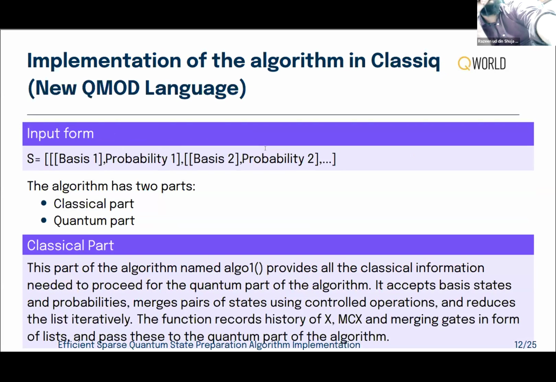After taking this input, the algorithm has two parts. The first one is the classical part. The classical part provides all the classical information needed to proceed to the quantum part of the algorithm. It accepts these basis states and probabilities, selects any two pairs of these states to merge using a control operation, and reduces the list iteratively. Along with this, the function records the history of all the gates, like X, MCX and merging gates, in the form of lists and passes them to the quantum part.